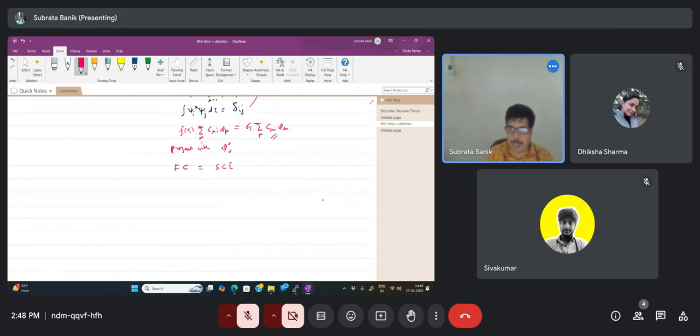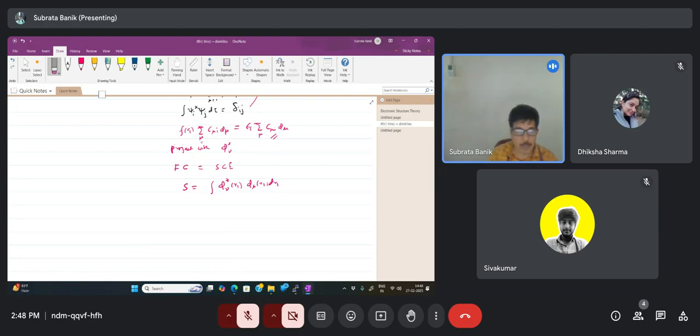What is S? S we get as phi mu star of R1, phi nu of R1, dR1. This is the S, right? Because atomic orbitals are not orthogonal to each other. If they are the same orbital, this is one. They are normalized, but they are not orthogonal. So if mu and nu are different, the value of S will be in between.